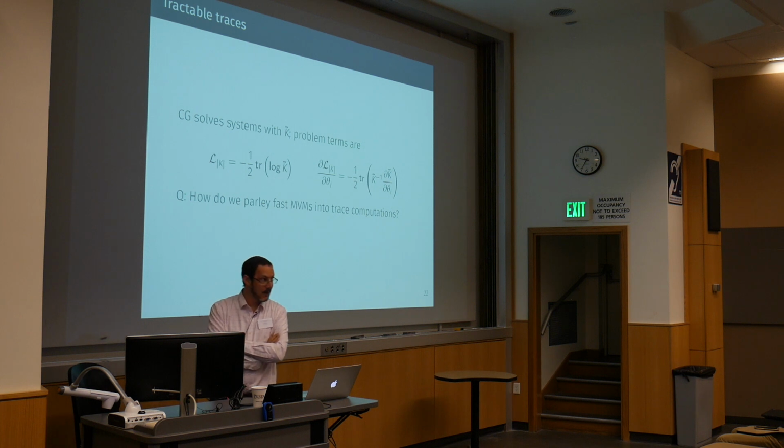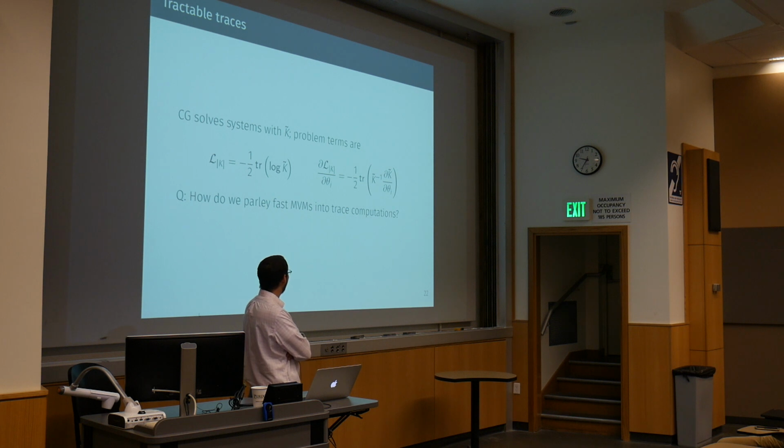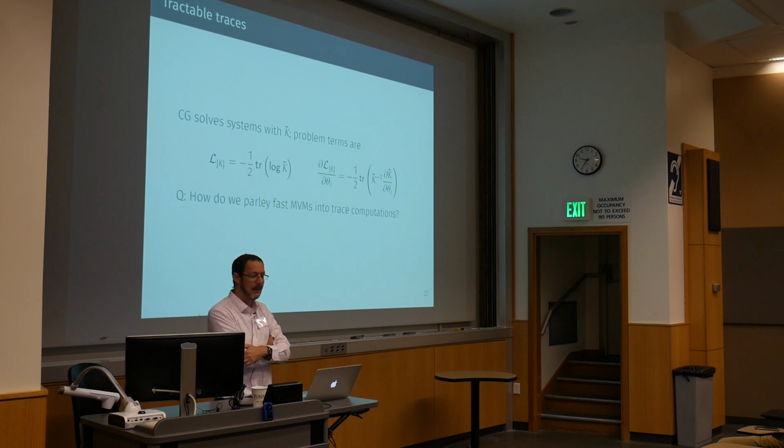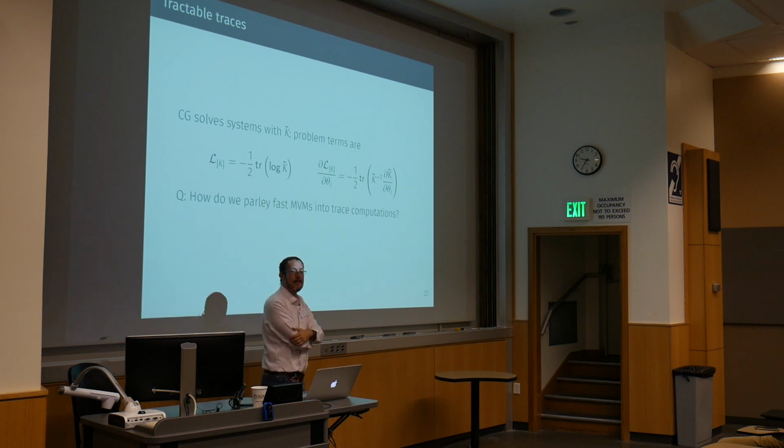This is not a new observation to me. This is something that goes back at least to the 90s when people were thinking about some of these problems. And remember, in addition to having a log determinant that we care about, the other thing that we care about is derivatives of this log determinant with respect to kernel hyperparameters. That also has the form of trace of something.